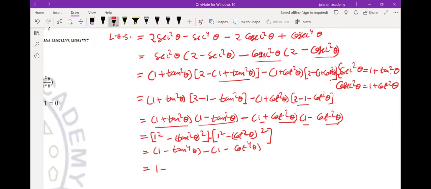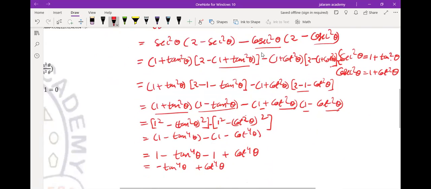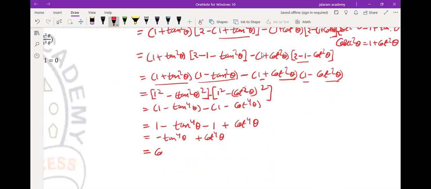And when we open the bracket, 1 minus tan to the power 4 theta minus 1 plus cot to the power 4 theta. 1 will be cancelled out. So minus tan to the power 4 theta plus cot to the power 4 theta. So positive must be written first, and we have to bring in the right hand side cot to the power 4 theta minus tan to the power 4 theta. So cot to the power 4 theta minus tan to the power 4 theta equals RHS.